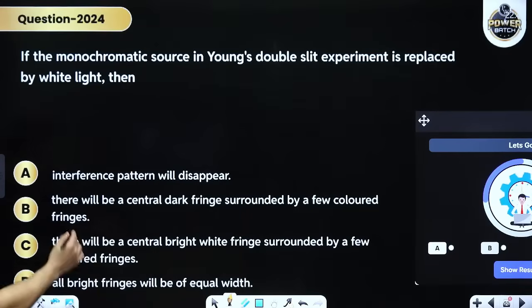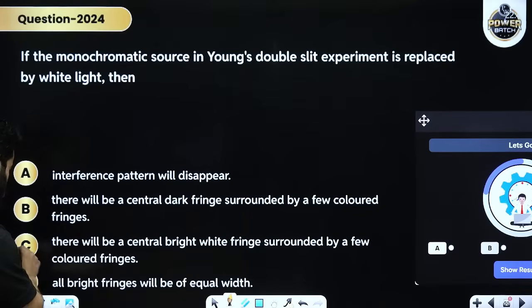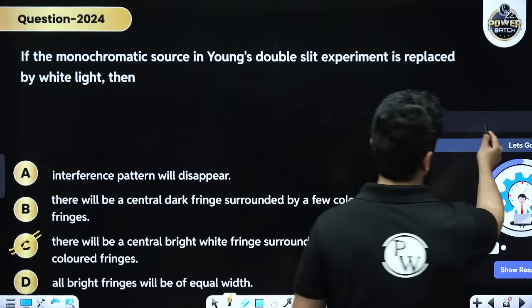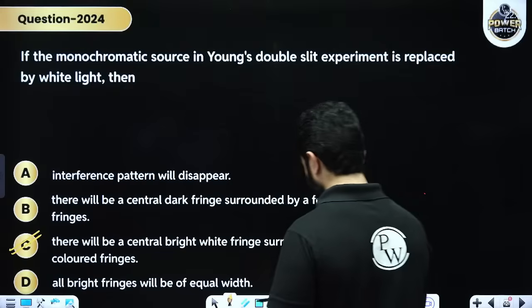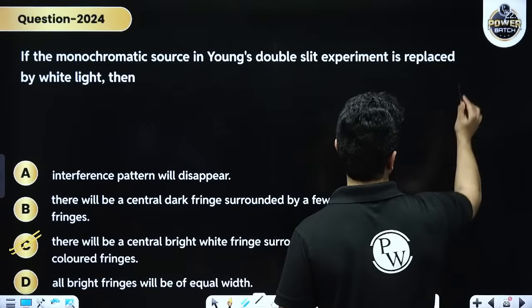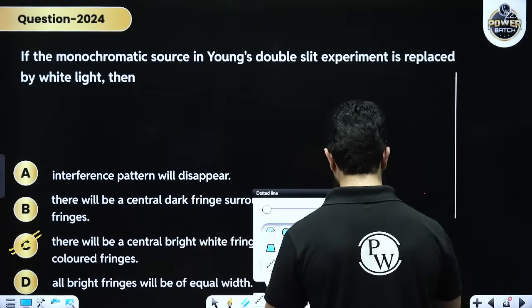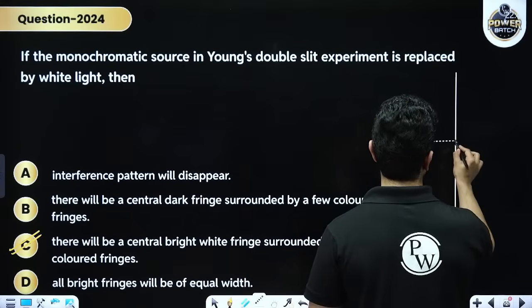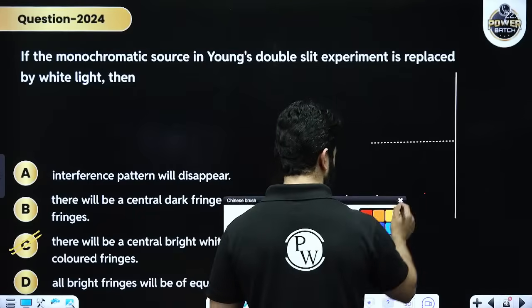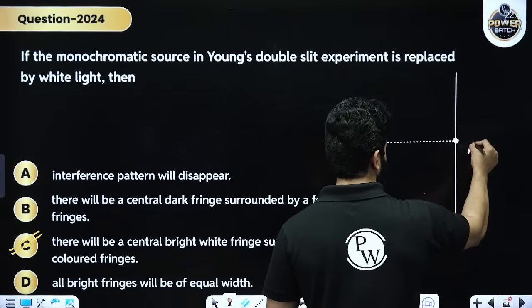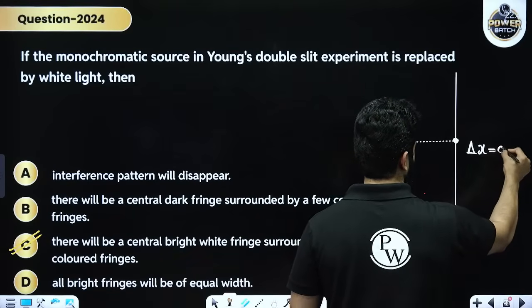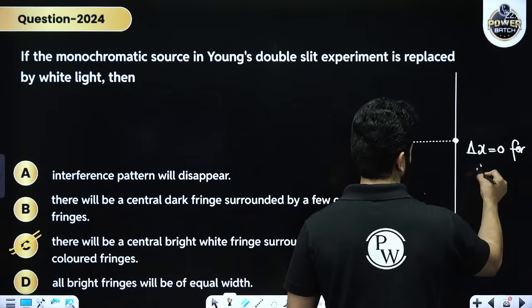Absolutely. There will be a central bright fringe surrounded by a few colored bright fringes. And if I ask you which bright fringe will be nearest to the central bright fringe, then what will you say? Let's suppose this is the central bright fringe. At the central bright fringe, all the colors have delta x equal to 0.